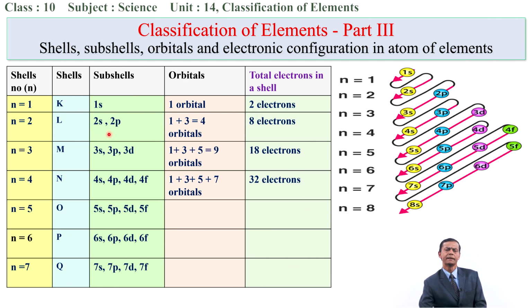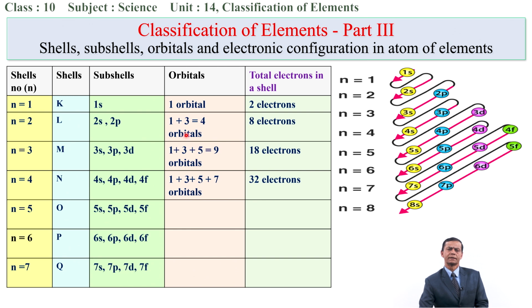Similarly, in L there is 2s and 2p. 2s has only 1 orbital, 2p has 3 orbitals, which we have already discussed. So the total orbitals are 4. Similarly, p has 3 orbitals and d has, sorry, d has 5 orbitals, and 5 multiplied by 2 equals 10 electrons. So d capacity is 10.